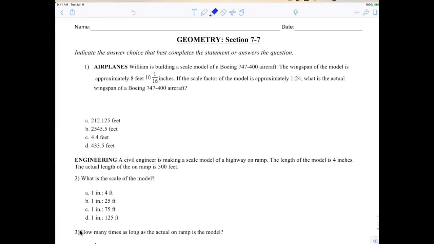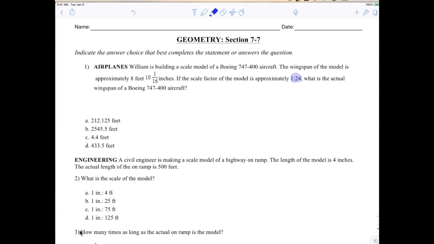So I want to talk to you about what 1 to 24 means. 1 to 24 just means the smallest part is what? 1, which is the model, and the 24 represents the what? The plane, right? The actual plane itself, not the model. All right? So in this relationship, the plane is what? 24 times larger, right? The plane is 24 times larger. You could also say that the model is what? 1/24th of the plane. Does everybody agree with this?